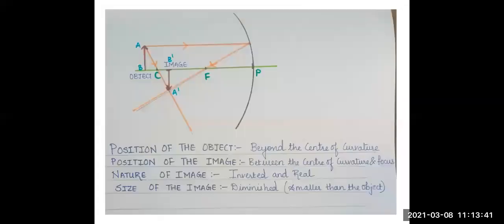Okay, moving ahead. Again, the common names C, F, P are there: center of curvature, principal focus, pole of the mirror. Now you have placed the object beyond the center of curvature. Before C, that is beyond the center of curvature.